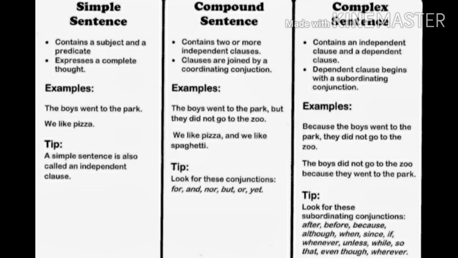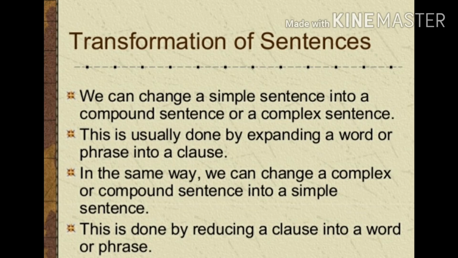Now look at these subordinating conjunctions like after, before, because, although, when, since, if, whenever, unless, while, so that, even though, whatever. These are some subordinating conjunctions. With the help of these conjunctions, you can simply identify the complex sentence. Now, how can we change a simple sentence into a compound sentence or a complex sentence?